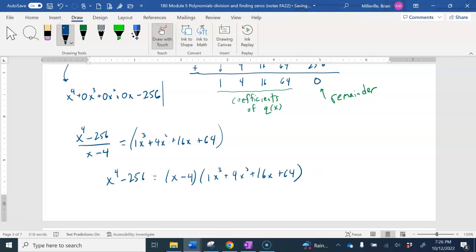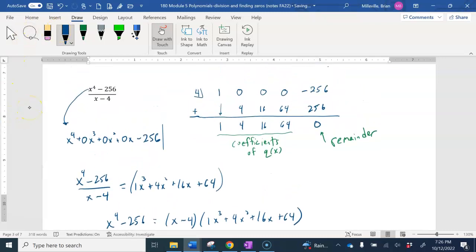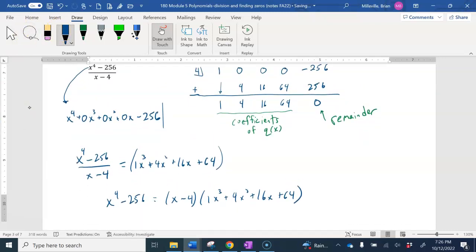So again, that's synthetic division. I just wanted to go through that example to emphasize that we need to include zeros sometimes for these problems.